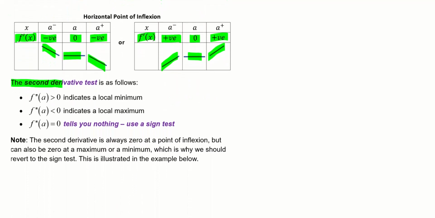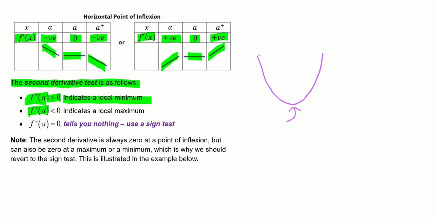The second derivative test is as follows. f double dash of a, that's the second differential, is greater than 0, indicates a local minimum. That's because when the second derivative is positive, the curve is concave up, and so we must have a minimum. f double dash a is less than 0, so it's negative, indicates a local maximum. When the second derivative is negative, we have a concave down curve, so we would have a maximum.